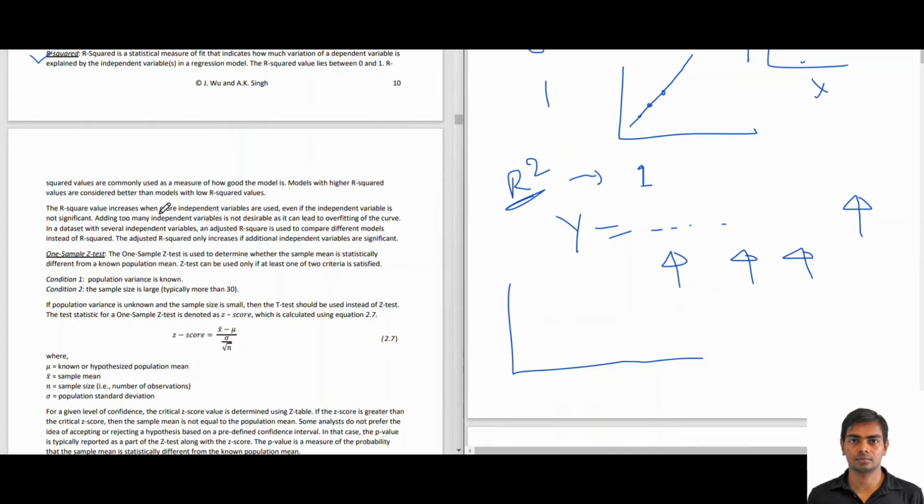So R square value increases with more independent variables, even if the independent variable is not significant. Adding too many independent variables is not desirable, as it can lead to overfitting of the curve. Adjusted R square is used to compare different models instead of R square. So there is another term called adjusted R square, which we use several times instead of R square. When the number of independent variables becomes higher, let's say greater than 7, then we switch from R square to adjusted R square. Adjusted R square takes into account the number of independent variables in the equation.